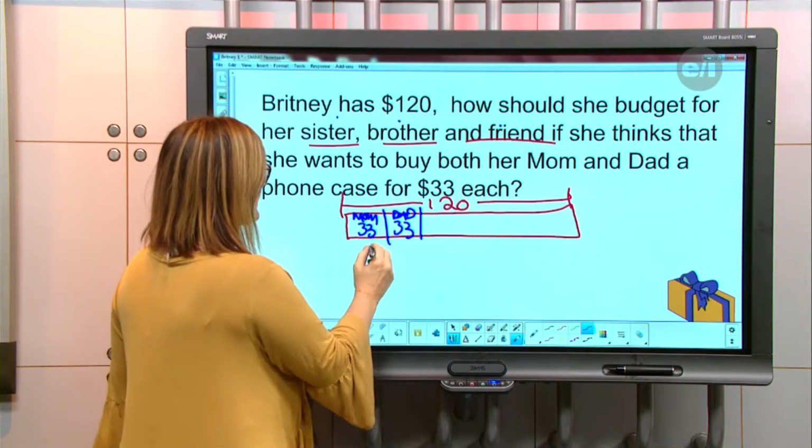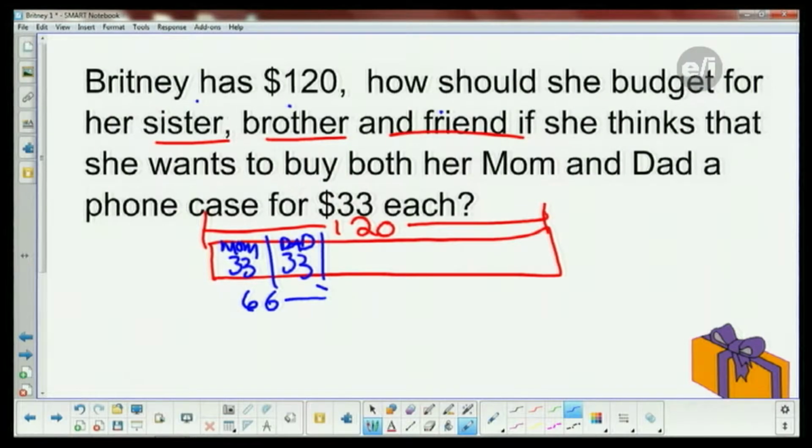So what we're going to do is we're going to think here. This is 66, 33 plus 33 is 66. We've used up 66. And we want to cut this last remaining piece into 3 pieces. And we don't know what that number is, but we know that they're all going to be equal, so they're going to equal X.